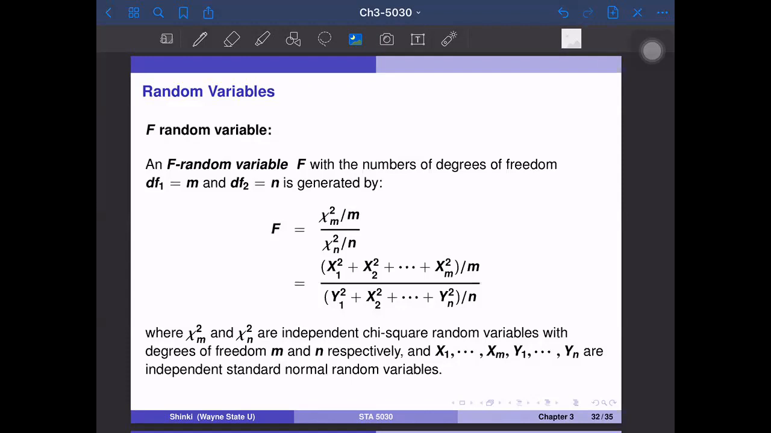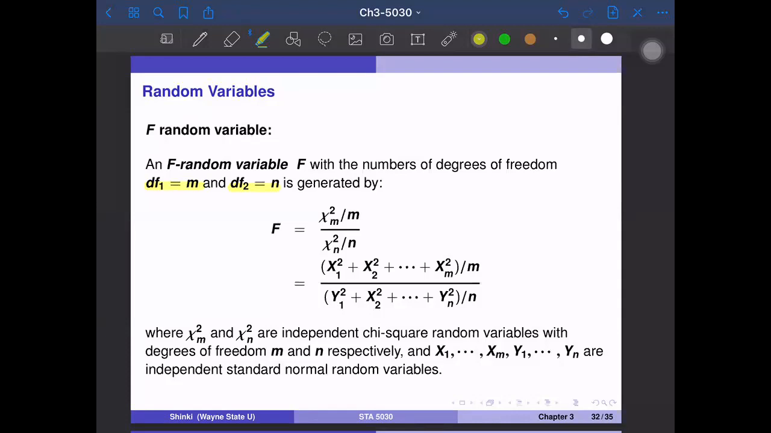Hi everyone. The next topic is F random variable and F distribution. So remember that T distribution has one parameter, that is degrees of freedom. And depending on the parameter, the shape of the T distribution is different. And F distribution has two parameters. One is the so-called numerator degrees of freedom or degrees of freedom 1. And the other is denominator degrees of freedom or degrees of freedom 2.